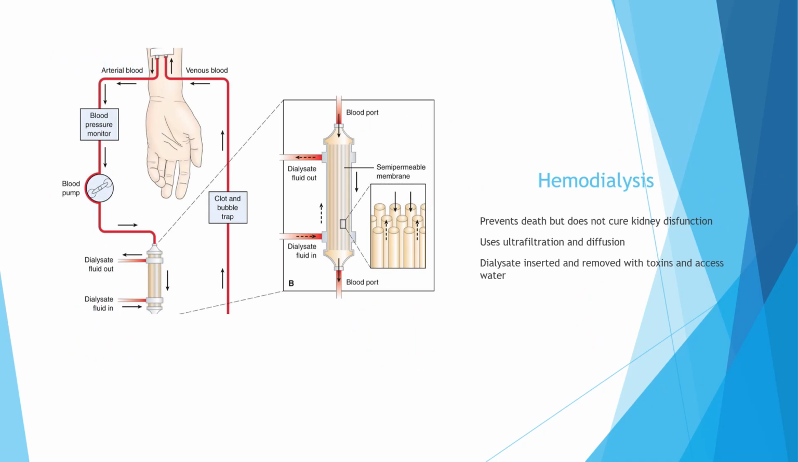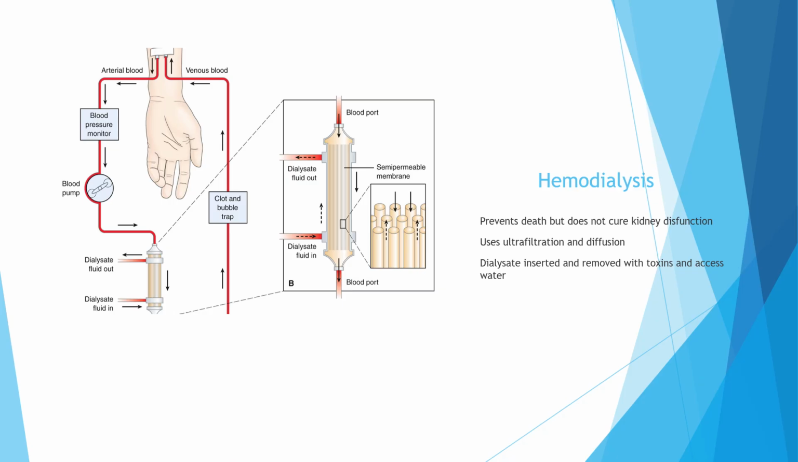So here's a picture of dialysis. We can use their fistula. We can use a dialysis catheter. We're going to pull arterial blood, clean it. That's what our kidneys do. Our kidneys pull arterial blood, clean it, and then give it back venously. And then it's going to go back through the venous side, clean.